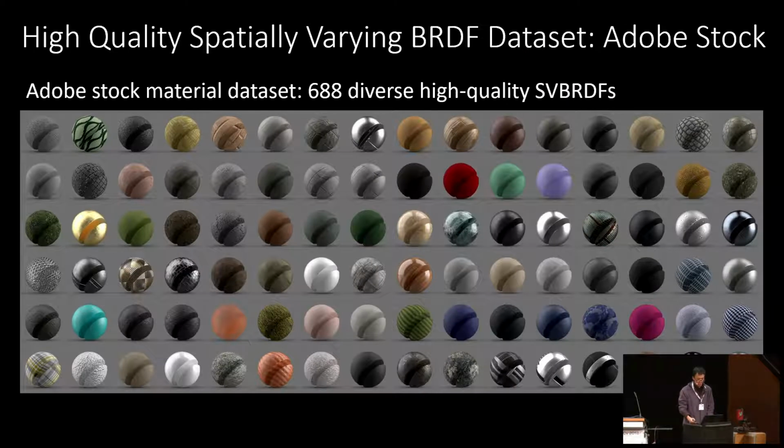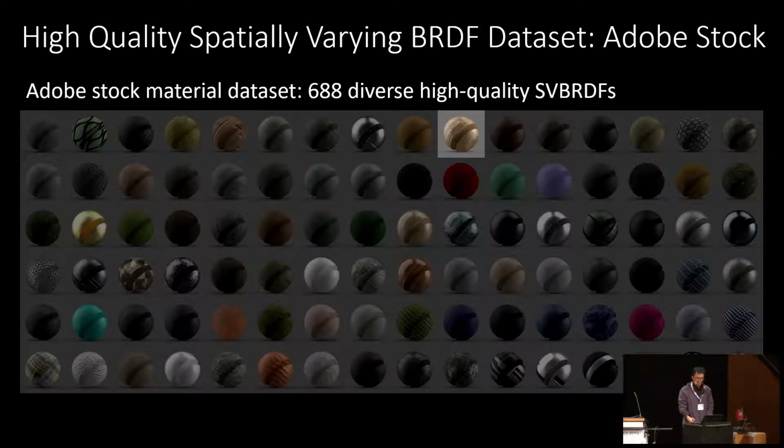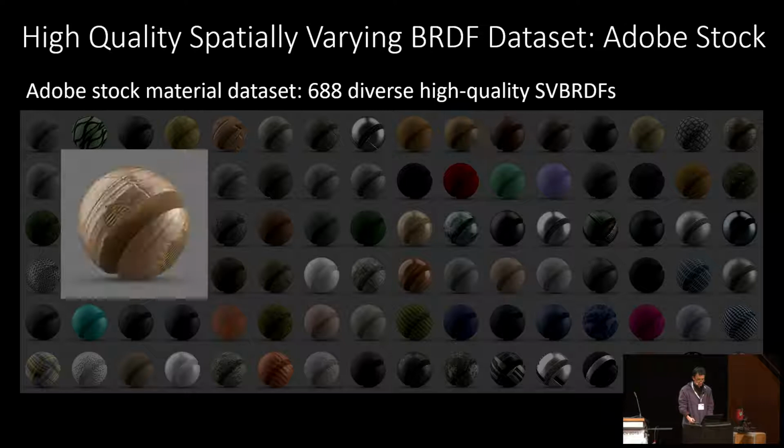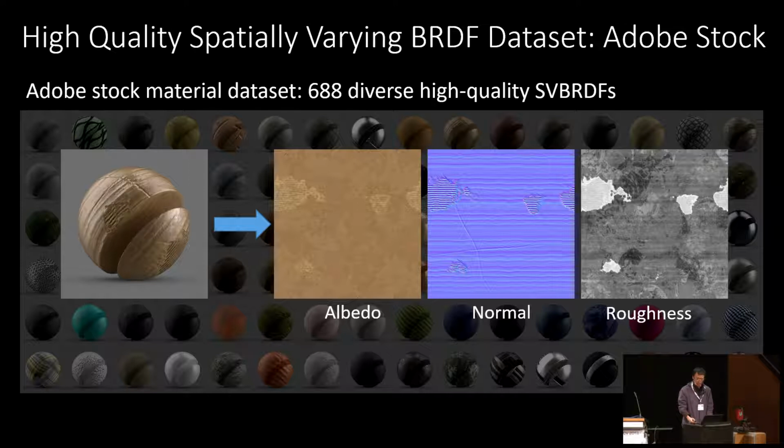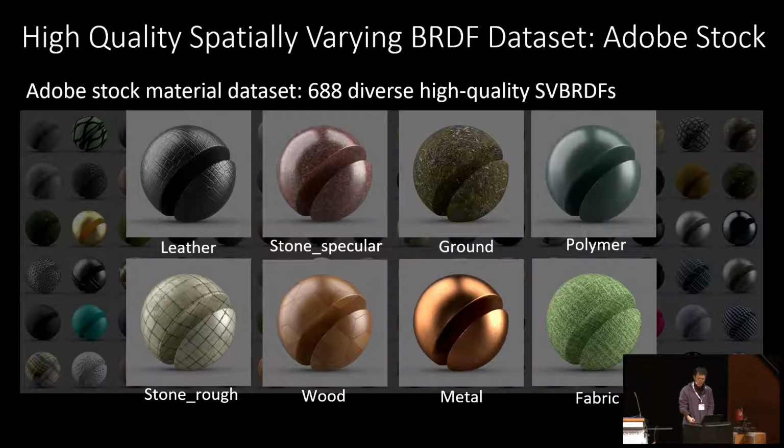Therefore, we train our network on the Adobe Stock materials dataset, which contains 688 kinds of materials with high resolution, spatially varying BRDFs. Part of the dataset is created by artists, while the others are captured using a scanner. The appearance of the dataset is represented by a microfacet BRDF model. For each material, it has 3 BRDF parameters: the diffuse albedo, normal, and roughness. Based on their appearance, these materials can be further classified into 8 categories, which cover a huge range of materials for real-world surfaces.